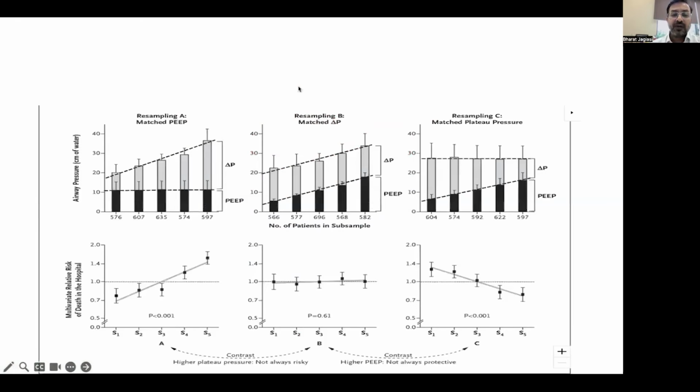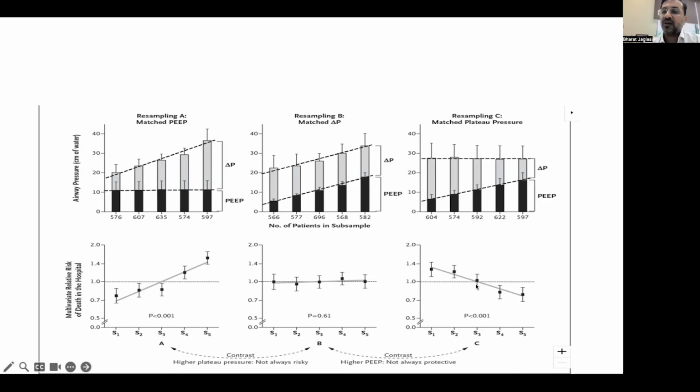If you look into the upper charts, the PEEP is constant and the plateau pressure is going high, so the delta pressure, that is the driving pressure, is going high. If you look into the corresponding chart downstairs, the mortality is going up. In the middle chart, as the plateau pressure is going up, PEEP is being adjusted to maintain a constant driving pressure, and the mortality is constant. In the next chart, the plateau pressure is constant and the PEEP is going up. As a result, delta pressure is decreasing and the mortality comes down.